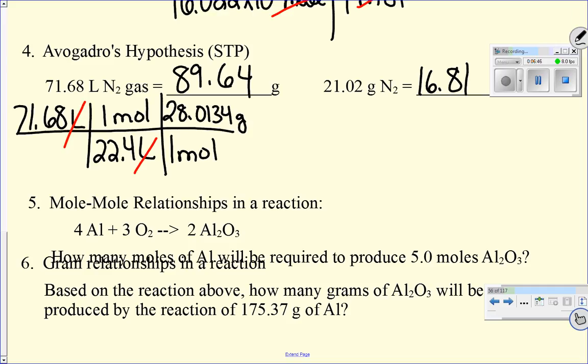28.0134 grams. Moles are going to go away, so we're multiplying 71.68 times 28.0134. Divide that by 22.4, and you should get 89.64. 4 sig figs, so that's what we're showing in our answer.